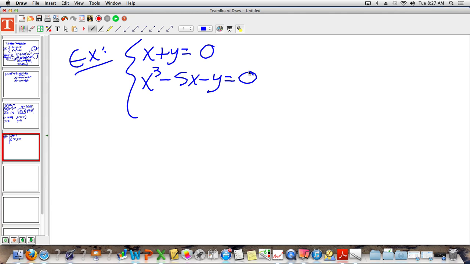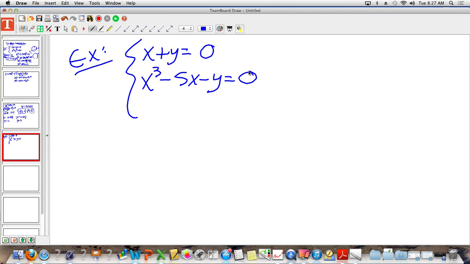Okay, what can I do? What can I solve for? The top one, what am I going to solve for? It actually does matter in this case which variable you solve for, because if you look at the second equation, everything is in terms of x except for that y. So what should we solve for in the first equation?